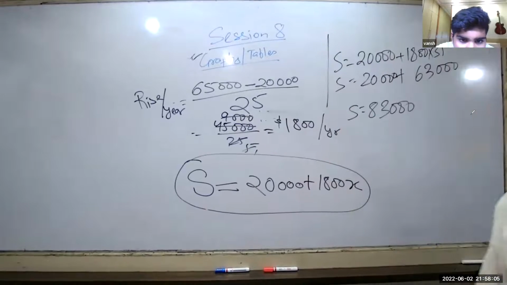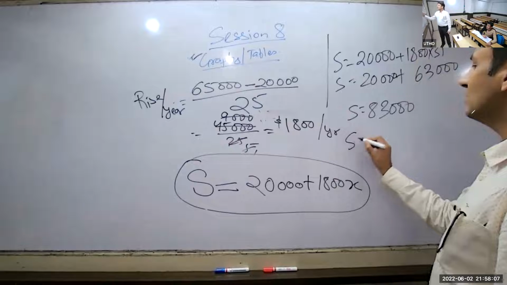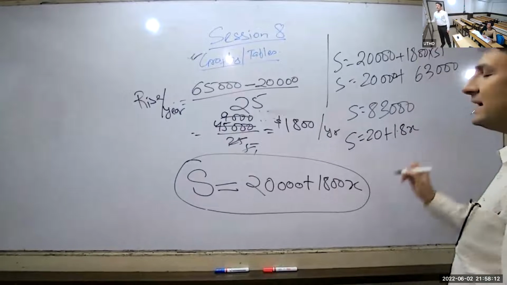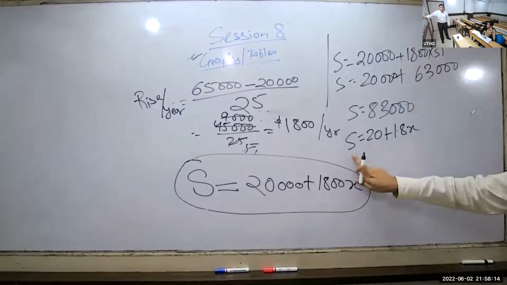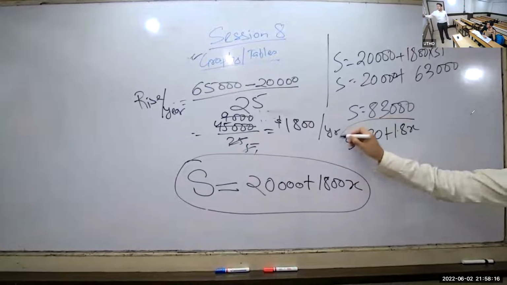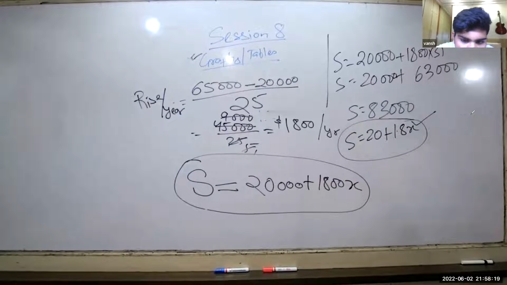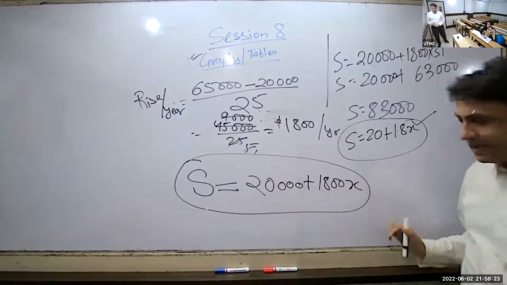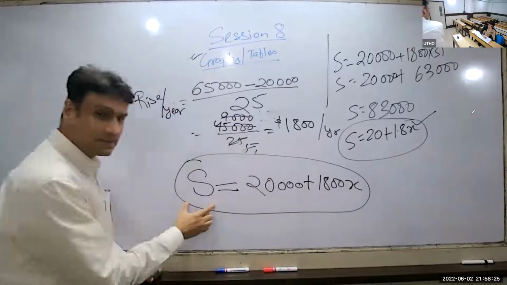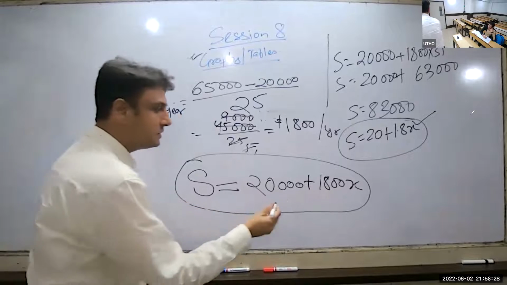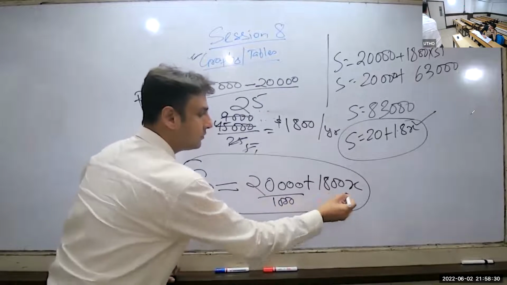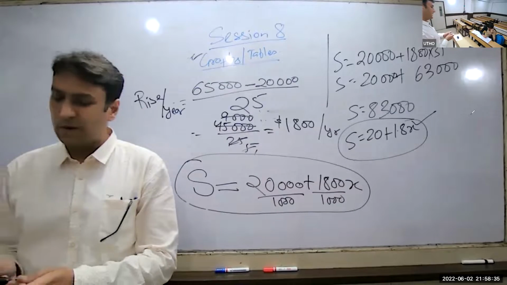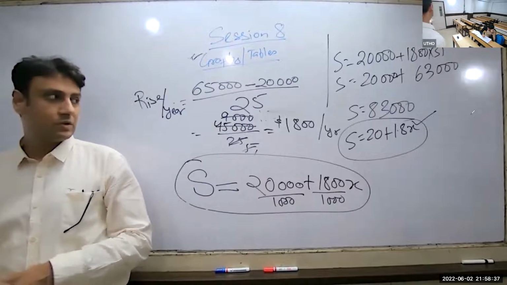It should be 20, right? Very good. S is equal to 20 plus 1.8x. Divide everything by 1000; only then will the salary come in thousands. This is the right answer. Did you understand? So everything was correct. The only thing is that salary is already given in thousands, which means you have to divide this by 1000. Look at the y axis in the graph, it is already written in thousands. So this is the right answer.